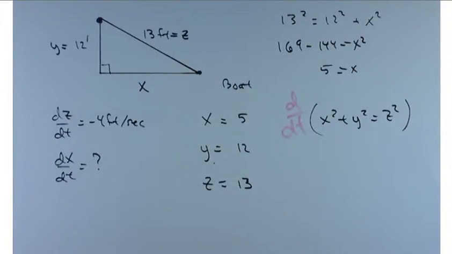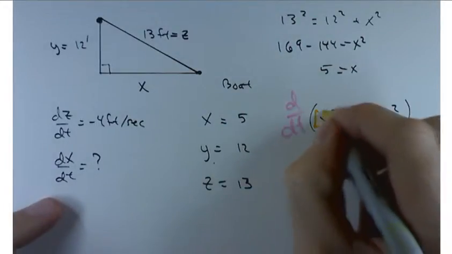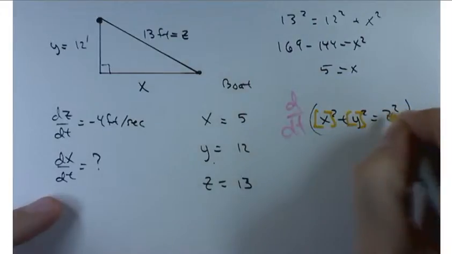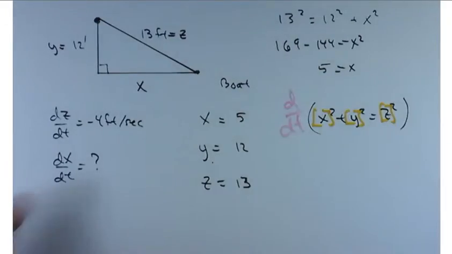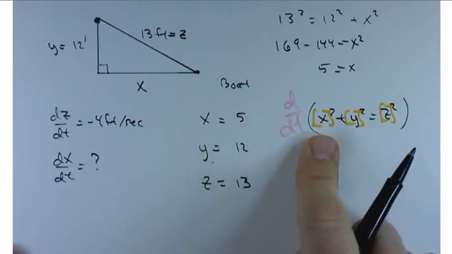What's the one thing you have to keep in mind when you're doing related rates problems? When you differentiate here, you have to do so implicitly. All of these are functions of time. All of them are functions of t. So when you differentiate, you have to use the chain rule. What's the derivative of the first one?